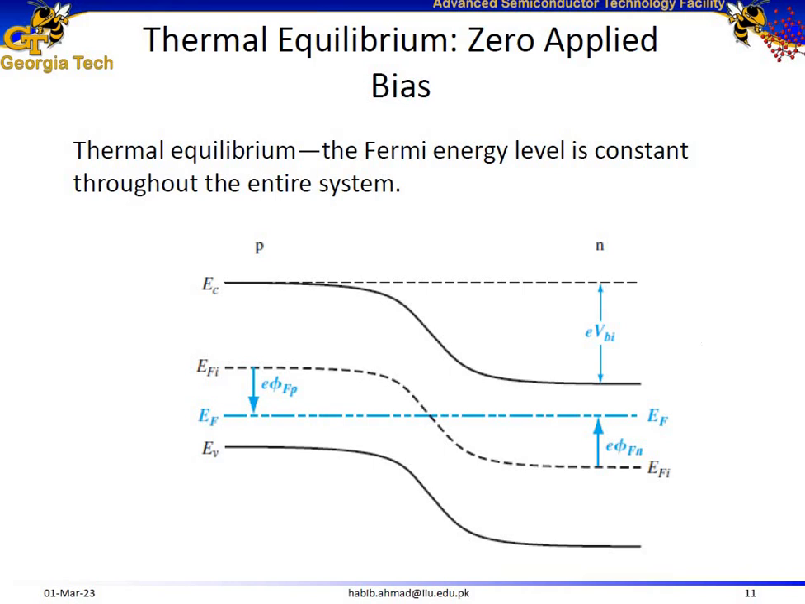Now, you might see that there is an e multiplied with VBI and also phi Fn and phi Fp, because the energy band diagram is represented in the form of energy. EC, EFi, EF and EV, all of them represent energy, while VBI has a unit of volts. Similarly, phi Fn and phi Fp also have units of volts. So you multiply them with the charge on the electron to convert them into energy, and its unit would be electron volts for this entire parameter. Similarly over here and also over here.